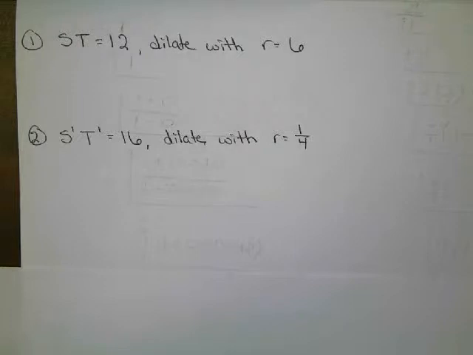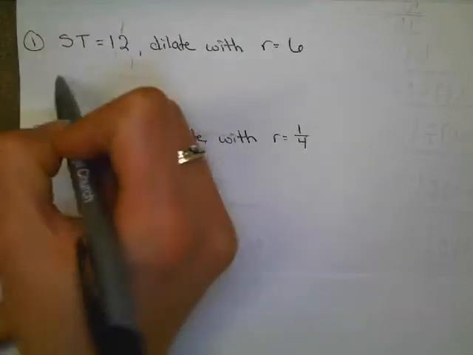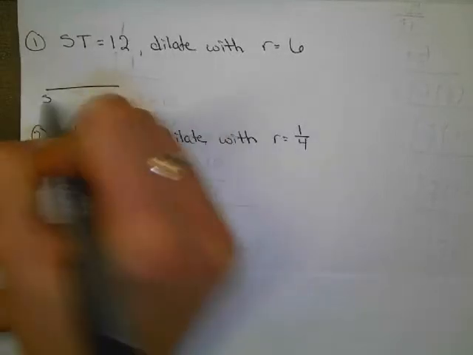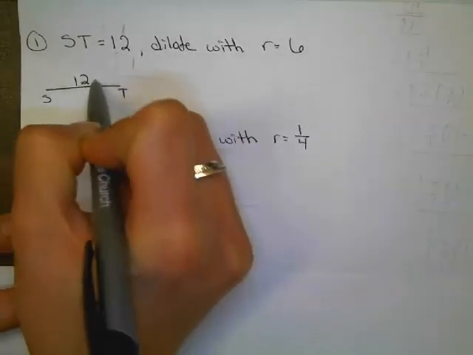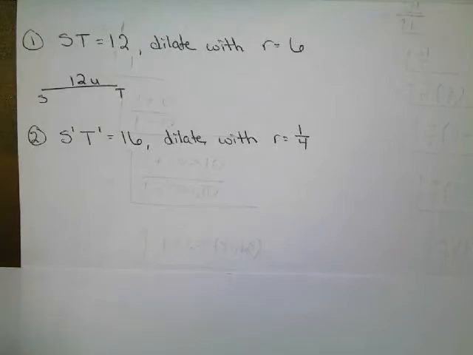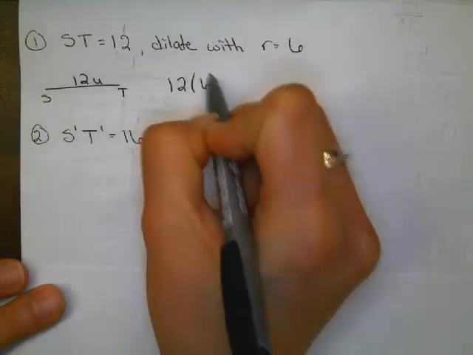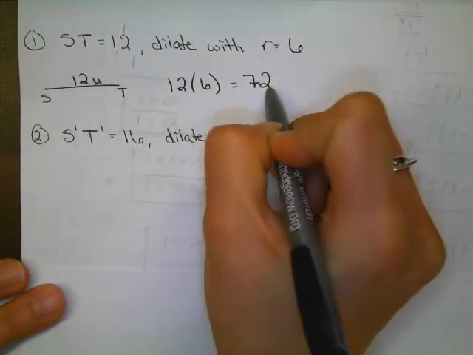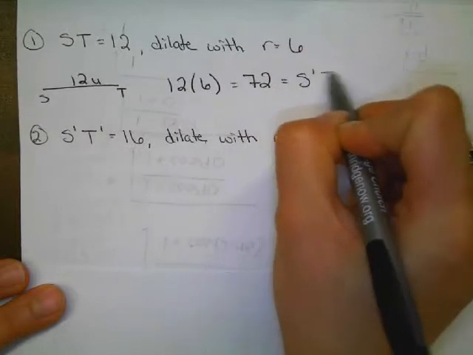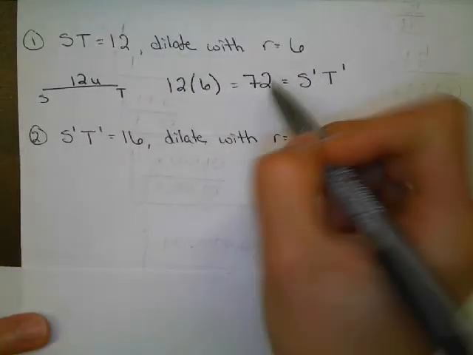I want to dilate it with the scale ratio of 6, and that's what that R equals 6 is. So if I know that my original segment ST is 12 units long and I want to dilate it with a ratio of 6, I know that it's going to get bigger, and it's going to get 6 times bigger. The keyword being times there, so what I'm going to do is take 12 times 6, which equals 72. So S prime T prime has a length of 72.